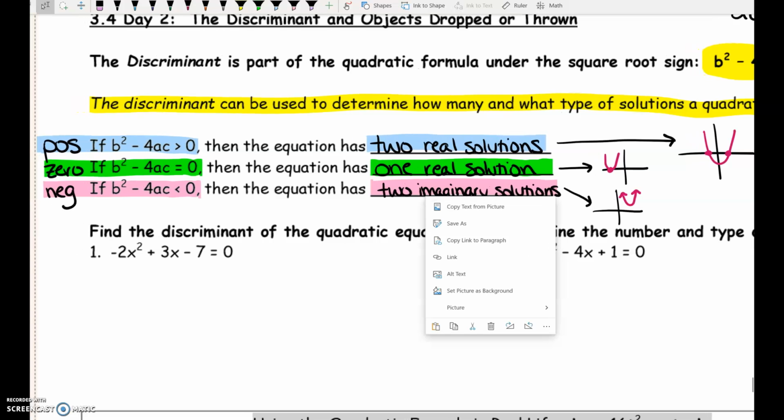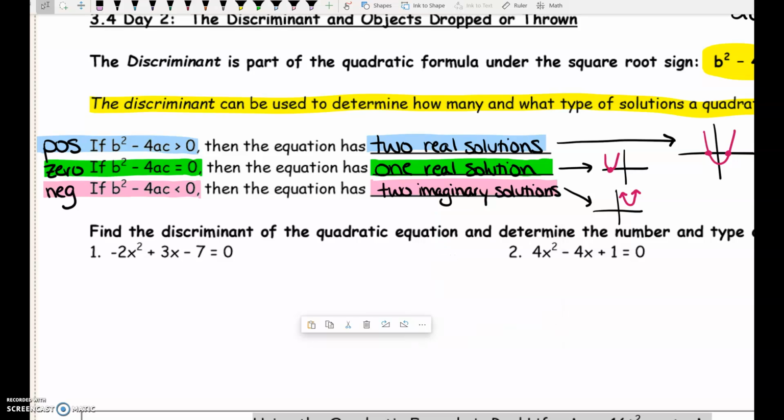So back in Algebra 1, if you ever learned the quadratic formula in the past, you didn't learn about imaginary numbers. So if the discriminant was negative, they would just say that there are no solutions because there's no real solutions, but there are two imaginary solutions that we now can find.